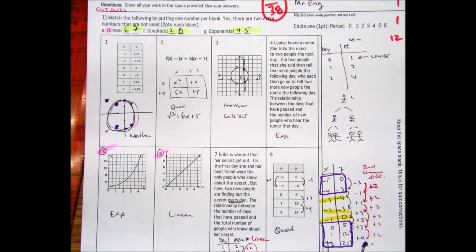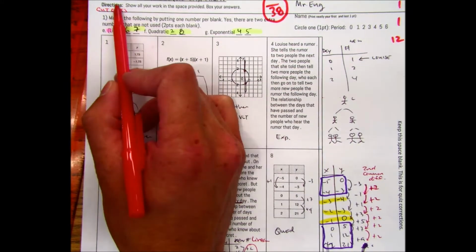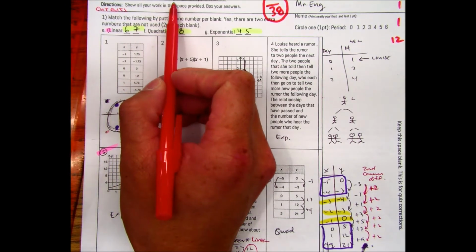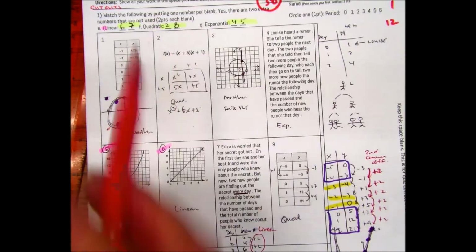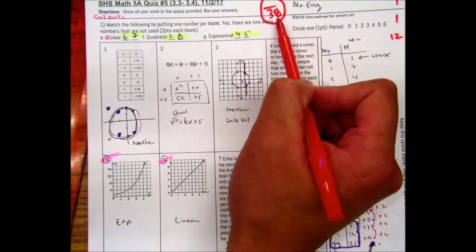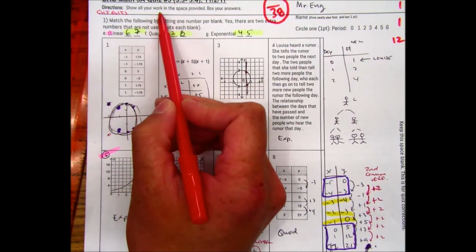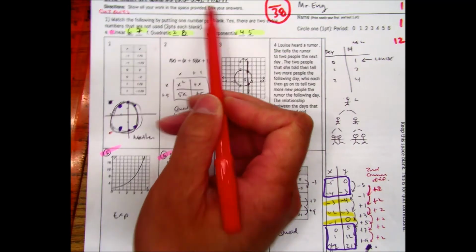Let's go ahead and go over Math 5, quiz number 5 on sections 3.3 and 3.4, taken on November 2nd, 2017. The quiz itself was out of 38. Directions: show all your work in space provided, box your answers.